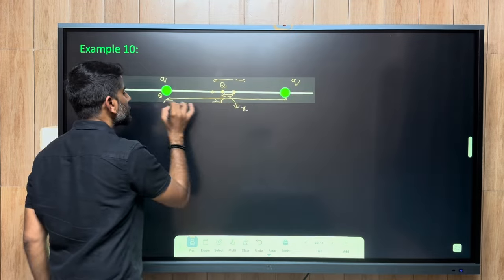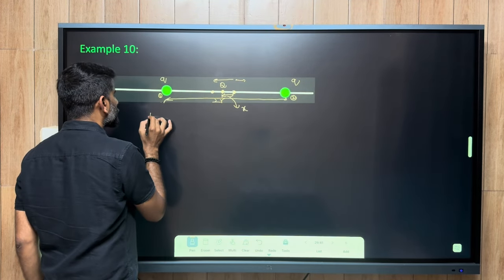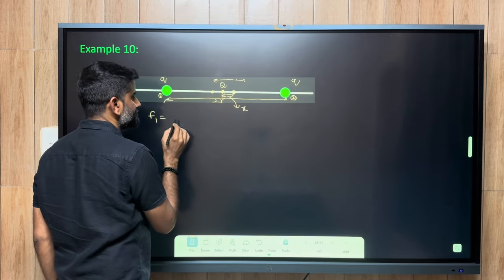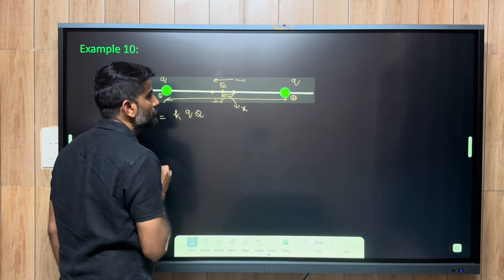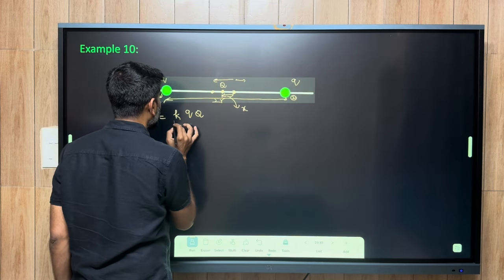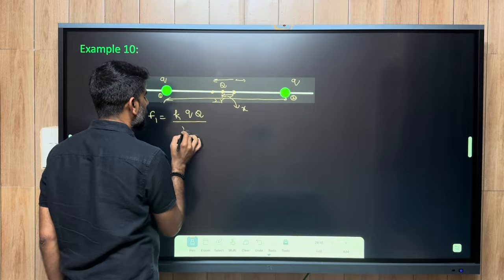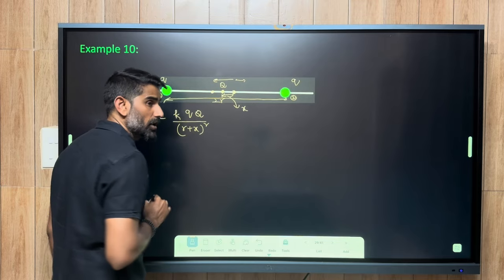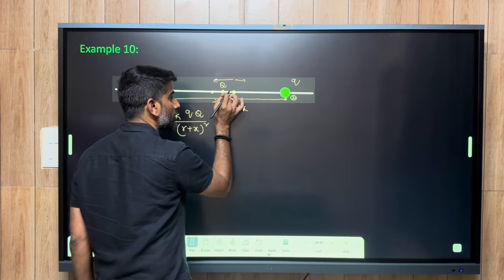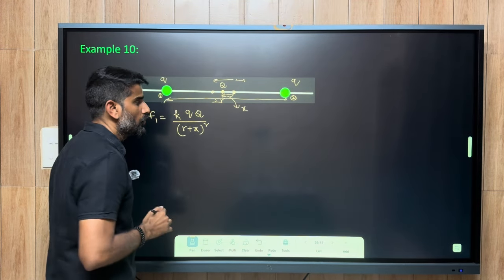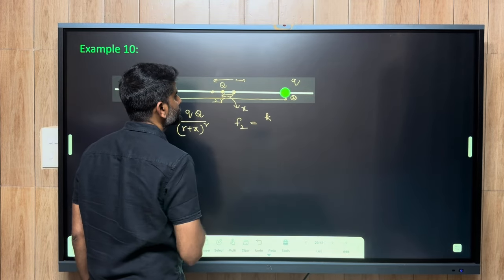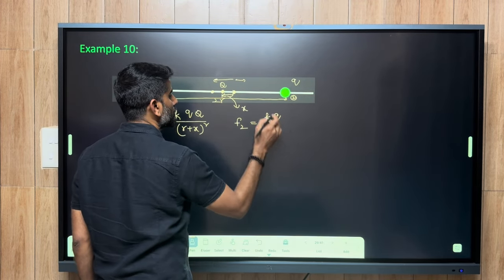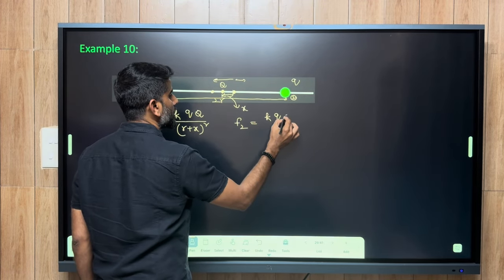Now this is charge 1 and this is charge 2. So force F1 is equal to K q Q divided by the distance, which is r plus x whole square. Remember, I have displaced it slightly. x is very small. Now let's write the equation for the force due to the other one: K q Q divided by r minus x whole square.